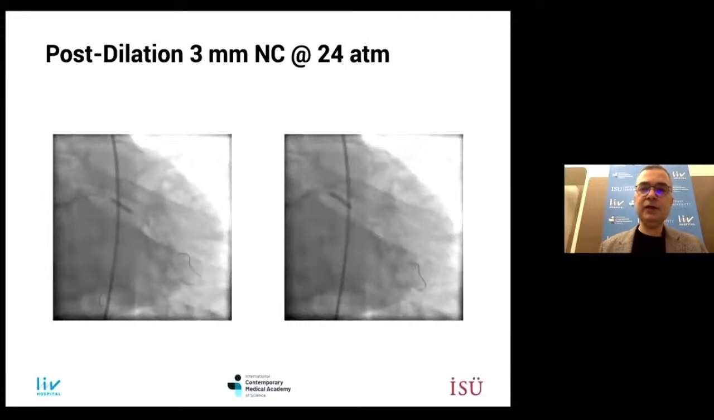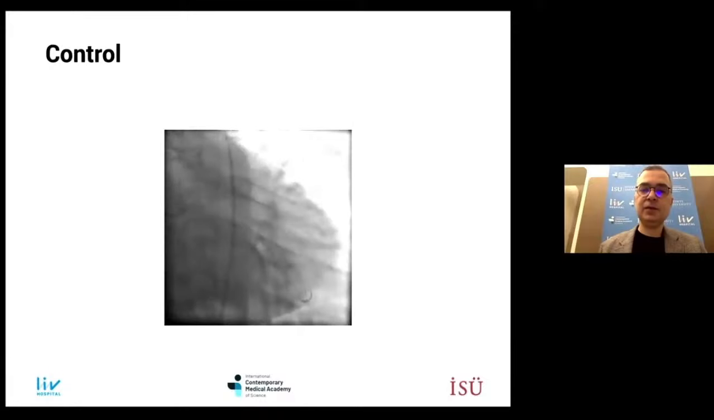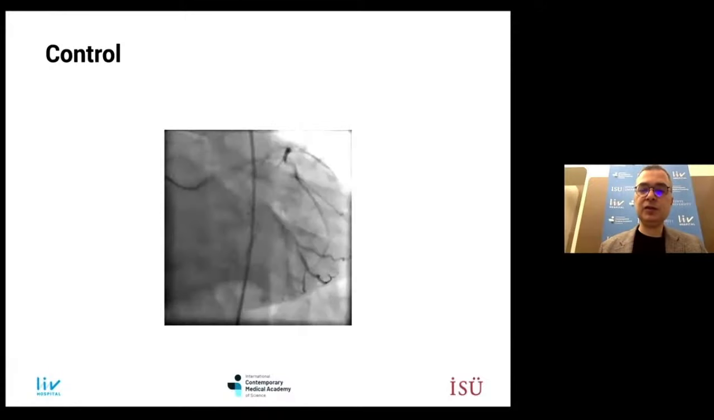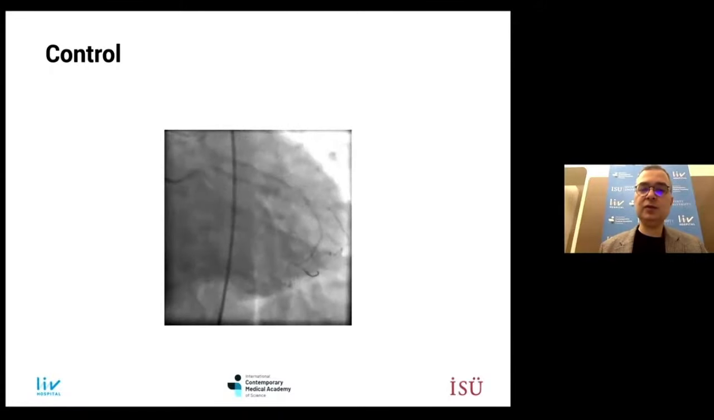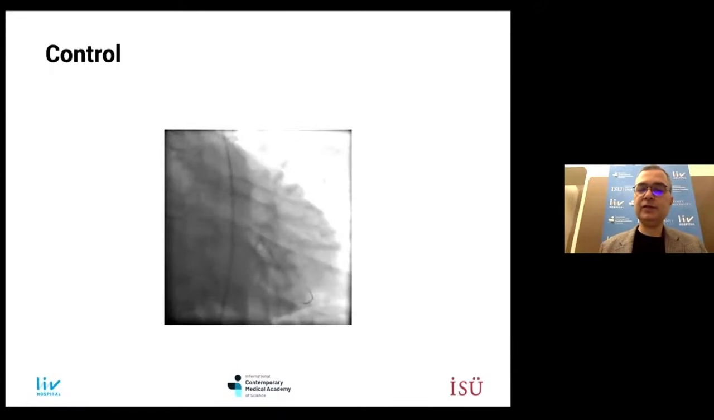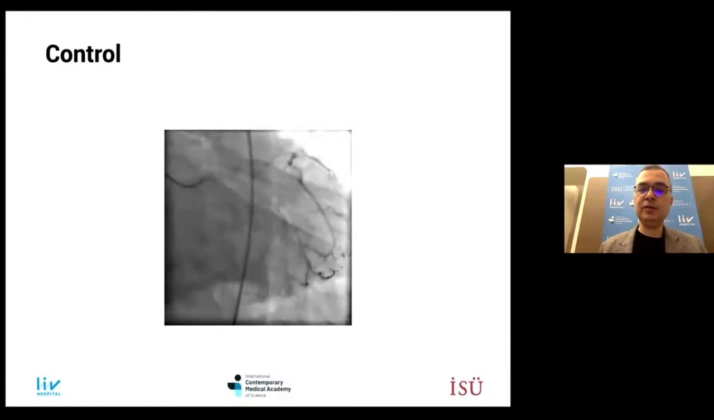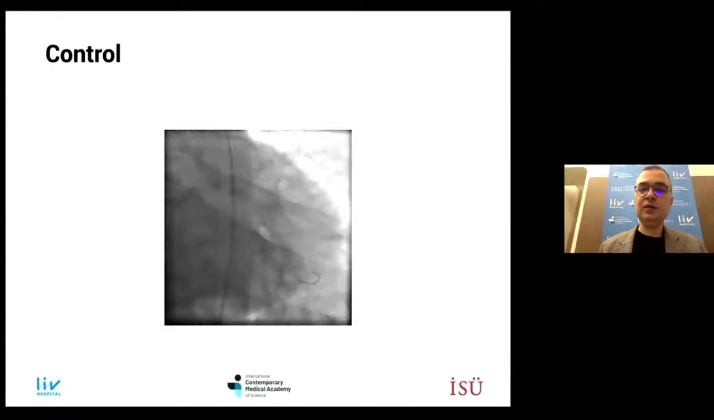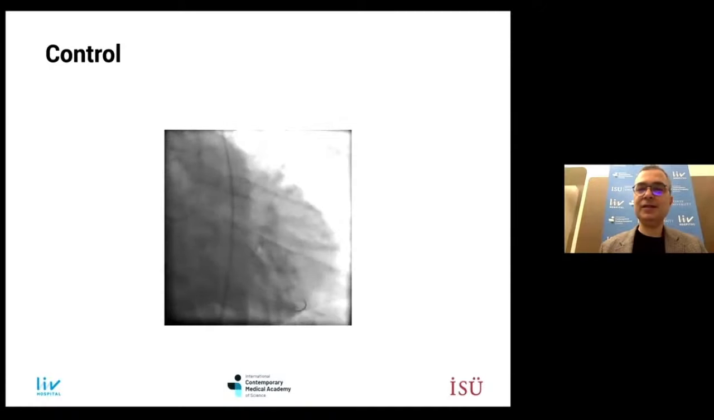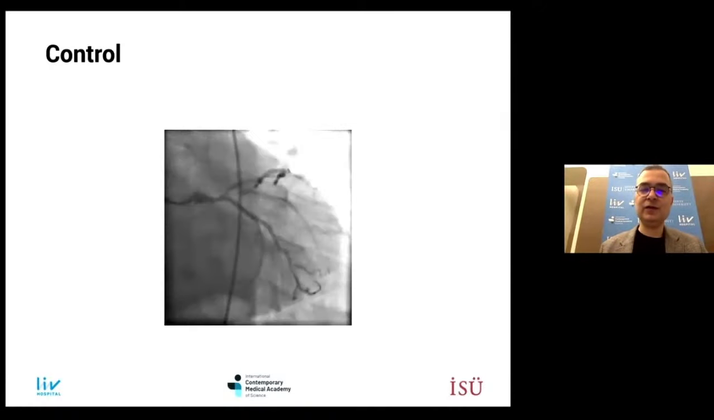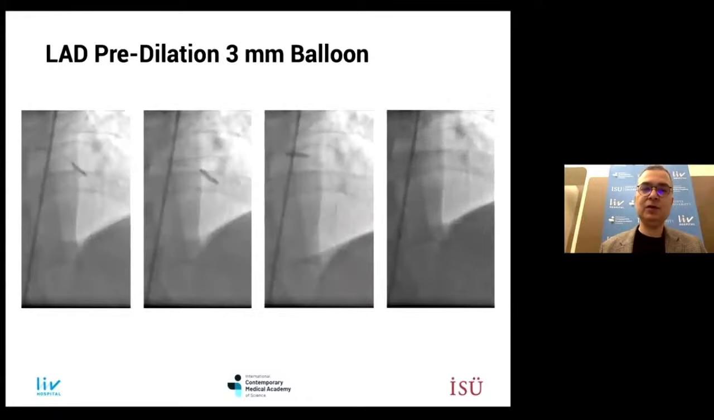After we implanted the side branch stent, we post-dilated with a 3 millimeter NC balloon at 24 atmospheres. And you will see the result of the obtuse marginal, which was quite good with TIMI 3 flow. And the main vessel was clean. There was no carina shift or any other problems, and we didn't take any other steps for this circumflex artery, and we continued with the LAD and left main.